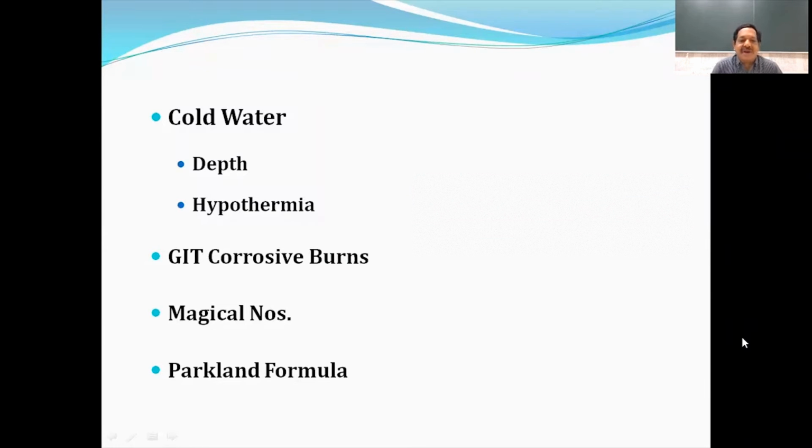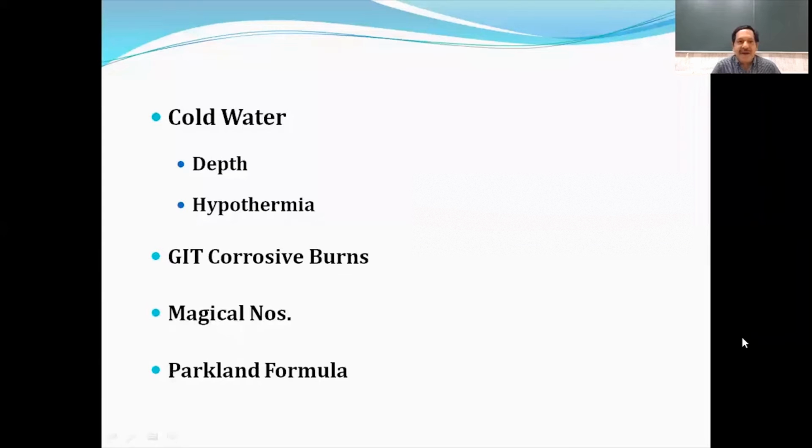GIT corrosive burns, what is the first aid? That is another question. In fact, when you see the burns definition, skin and underlying tissues are most commonly involved. GIT corrosive burns doesn't come under today's topic. That will be covered during the GIT topics. But anyhow, we'll just go through the basic points.